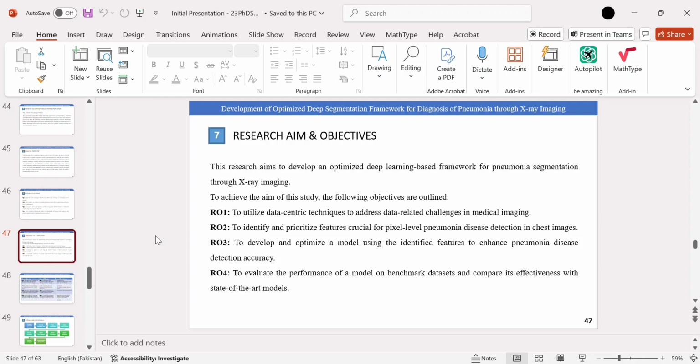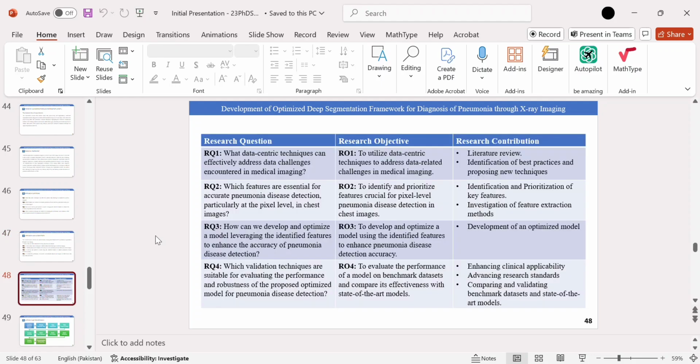The first research objective is to utilize data-centric techniques to address data-related challenges in medical imaging. The second research objective is to utilize and prioritize features crucial for pixel level pneumonia detection in chest images. The third research objective is to develop and optimize a model using the identified features to enhance pneumonia disease detection accuracy. And the fourth research objective is to evaluate the performance of the model on benchmark datasets and compare its effectiveness with the state-of-the-art models.